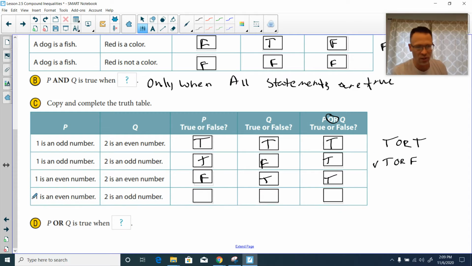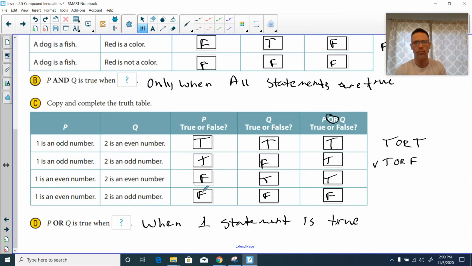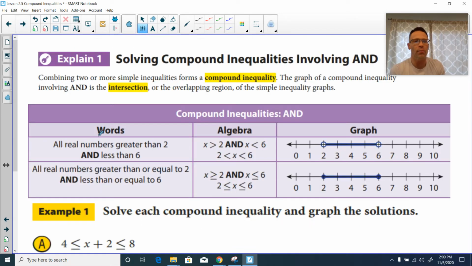And then both of these are false. 1 is an even number. Nope. False. 2 is an odd number. That's false. And so because both of these are false, it doesn't matter if it's and or or, it's false. So P or Q is true when at least one statement is true. Okay. All right, moving on here.